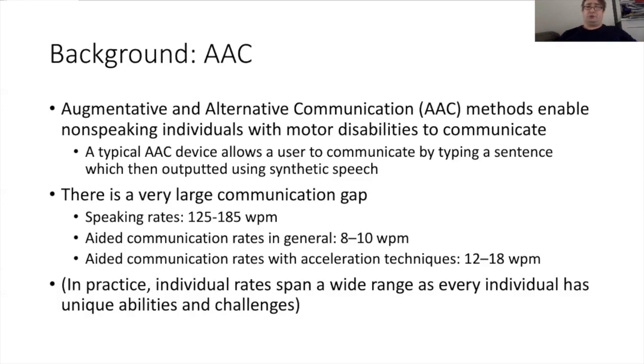Typical communication rates for such aided communication are in the range of 8 to 10 words per minute. It is sometimes possible to accelerate these rates using various acceleration techniques to achieve entry rates between 12 and 18 words per minute. There are also exceptions of people who may achieve higher or even lower entry rates. In general, individual rates span a very wide range, as every individual has their own unique abilities and challenges.